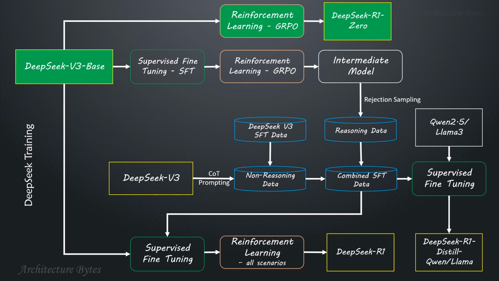So, in summary, we start with DeepSeek V3 base, train it with rule-based reinforcement learning GRPO, and what we get is DeepSeek R1-Zero. On the downside, DeepSeek R1-Zero struggles with readability and sometimes mixes languages within a single response, making it less user-friendly. Therefore, let's see how DeepSeek mitigates these issues and as a result comes up with DeepSeek R1 model.